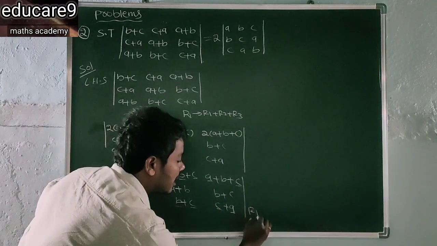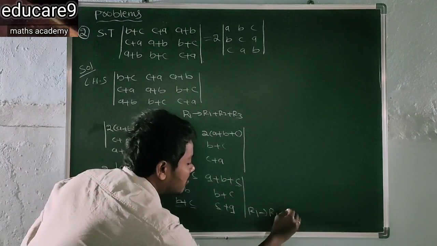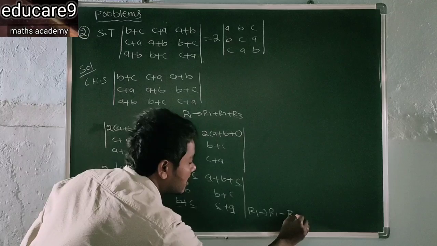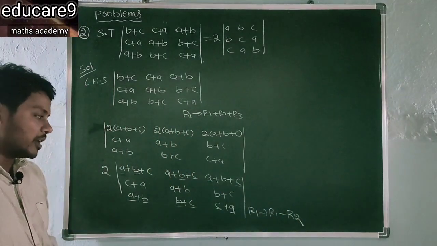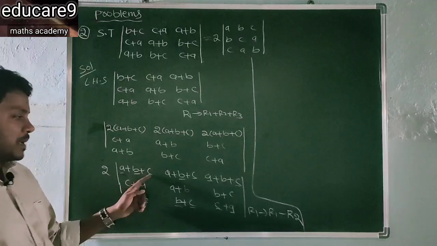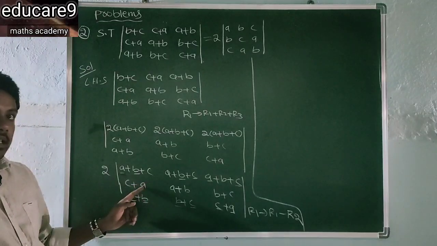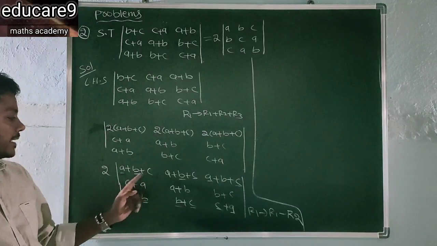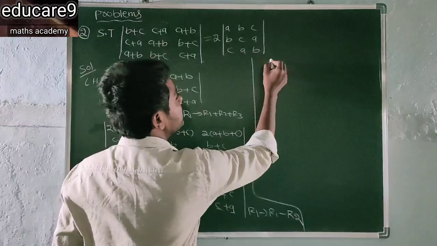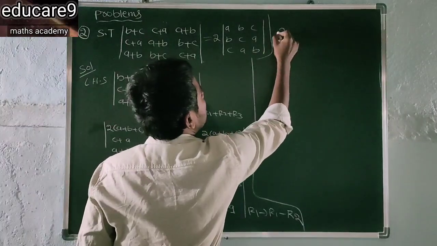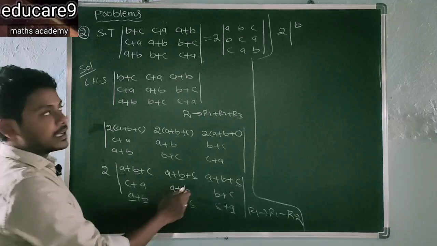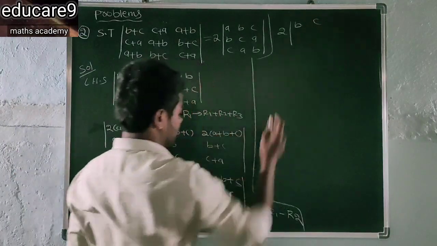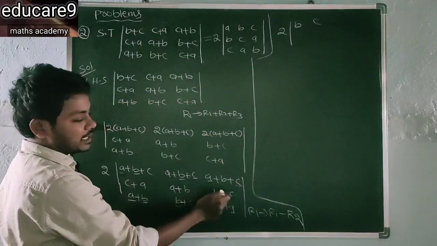So here R1 implies R1 minus R2. Okay. So what will you get? a plus b plus c minus (c plus a). So clearly ca gets cancelled, b is left. So 2 times b. Here ab gets cancelled, c left. Next here bc gets cancelled, a left.